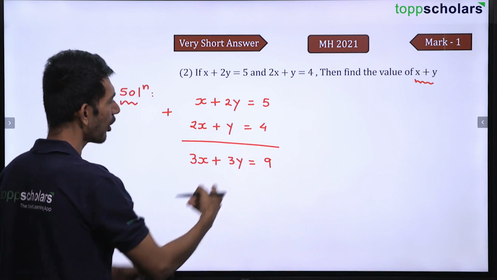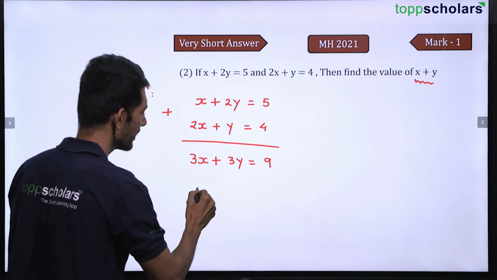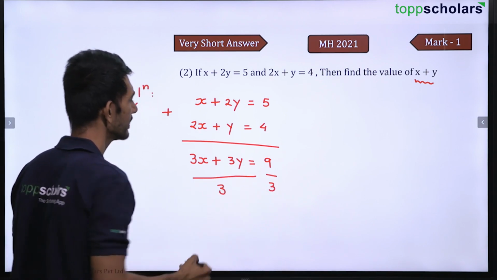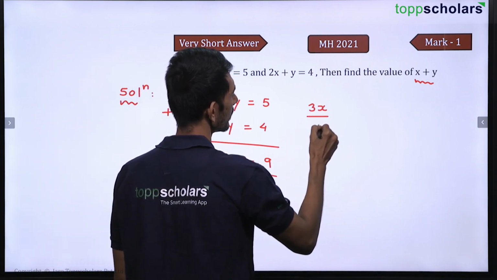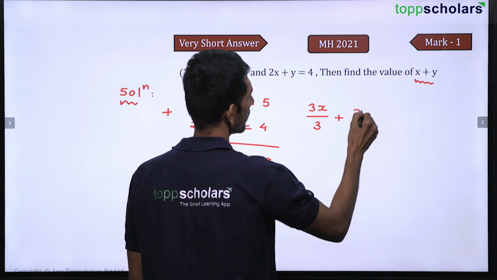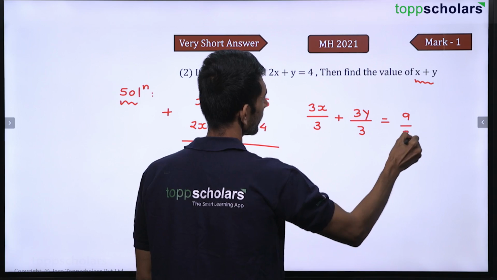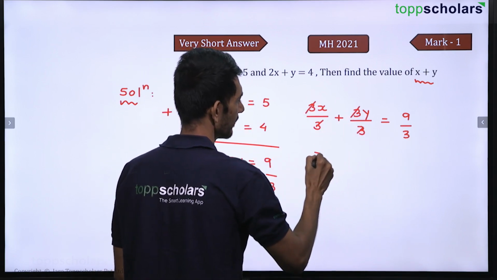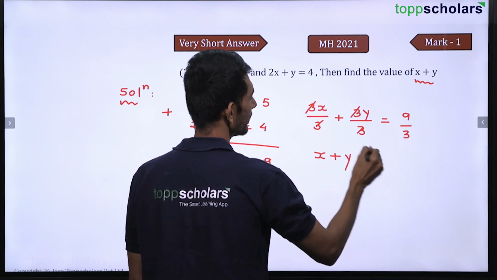Now I can take 3 common, or else simply divide by 3 on both the sides. If I divide by 3 on both the sides, that becomes 3x by 3 plus 3y by 3 is equal to 9 by 3. Can I cancel this? Can I cancel this? Yes. So x plus y is equal to 9 divided by 3 is 3.